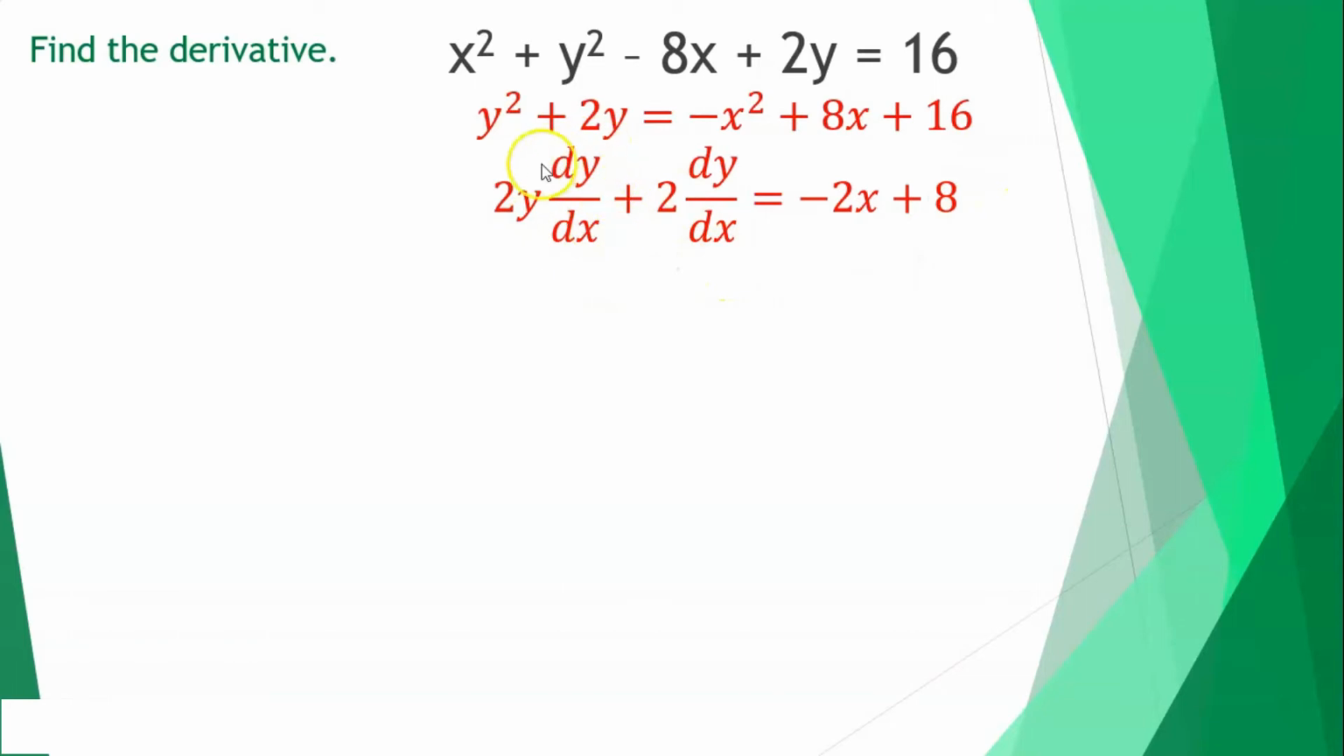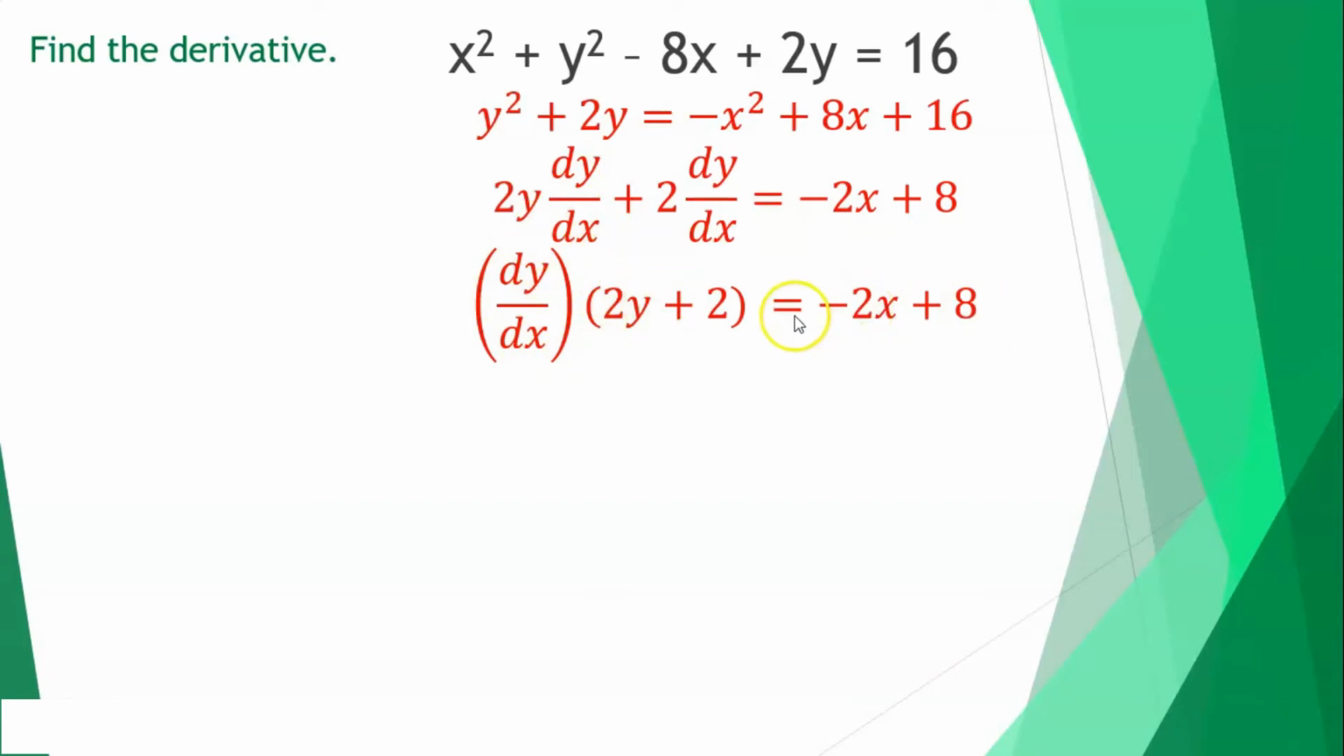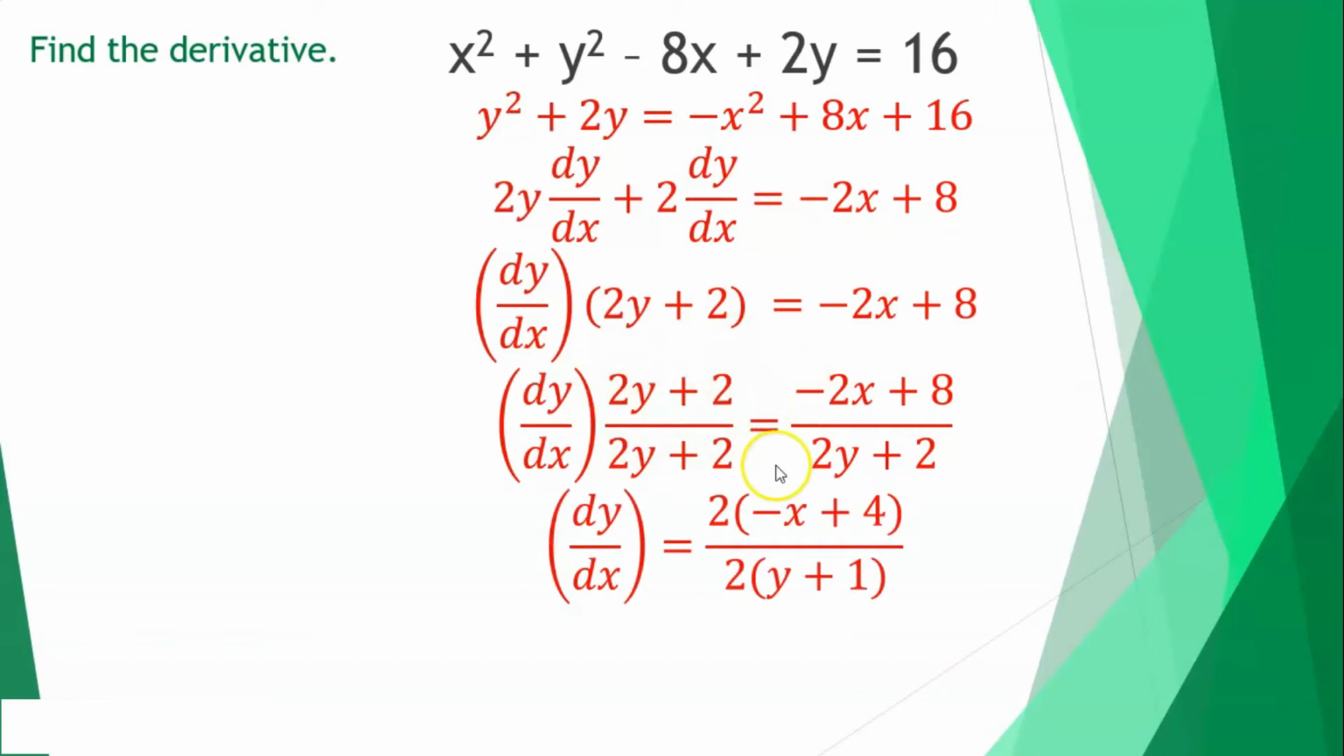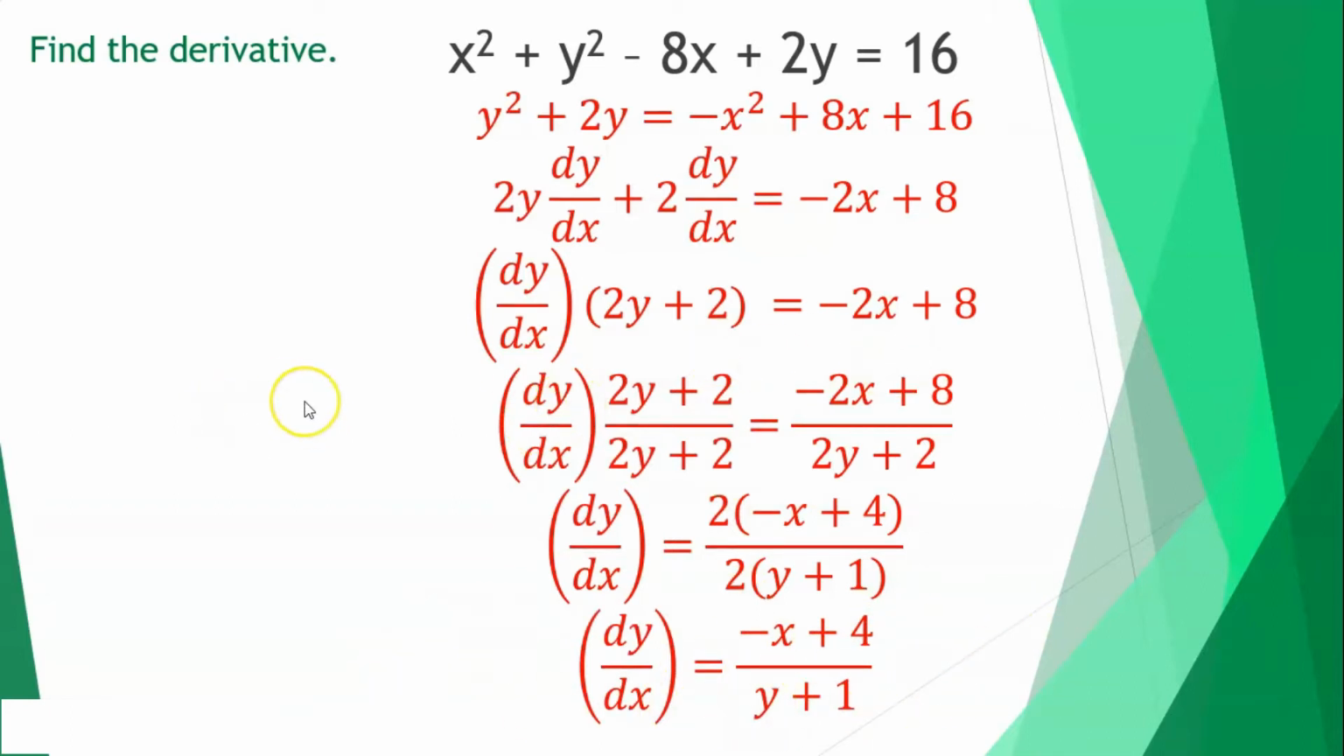Now at this point, factor out the dy/dx term. So we will end up with dy/dx times 2y plus 2, equal to the other side. Now divide the entire equation by 2y plus 2, so we will cancel this. We will end up with 2 times negative x plus 4. Since we can distribute 2 to the terms inside, we go back to this. Then factor out 2 as well, so at this point, we can cancel 2. So the final answer is negative x plus 4 over y plus 1. So take note of this.